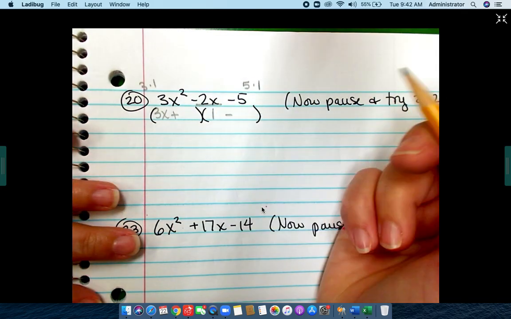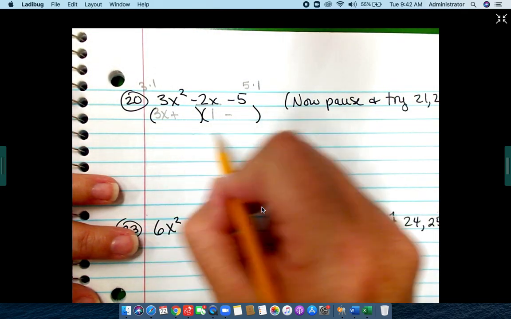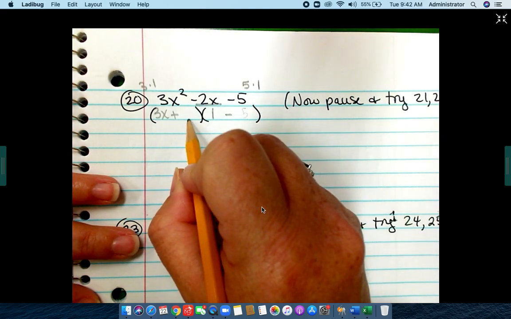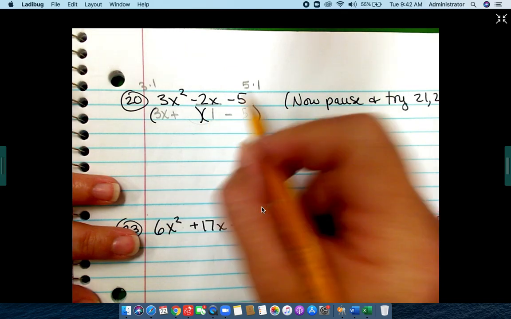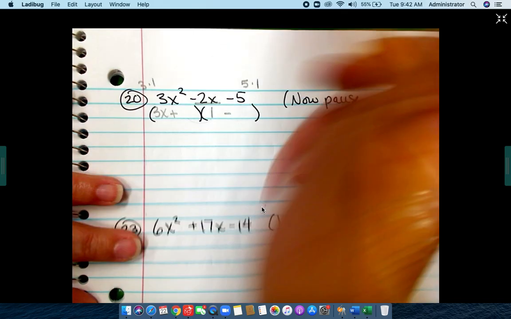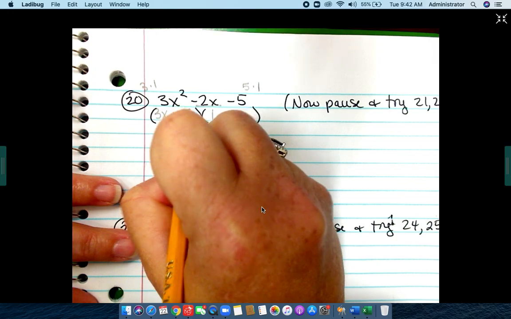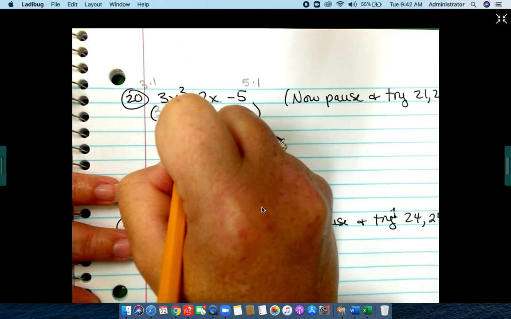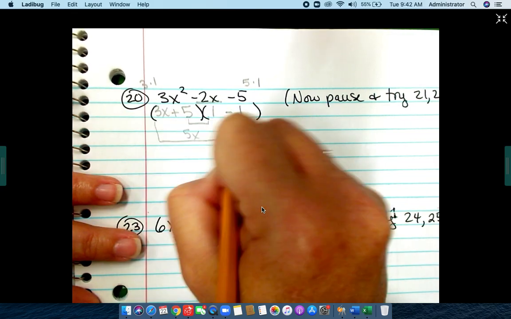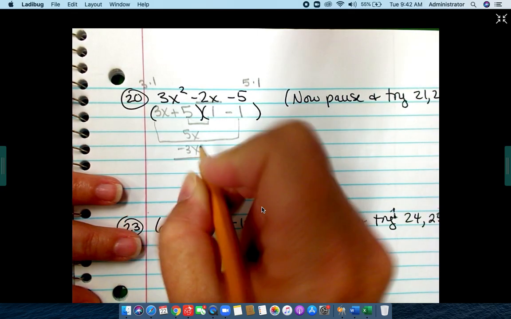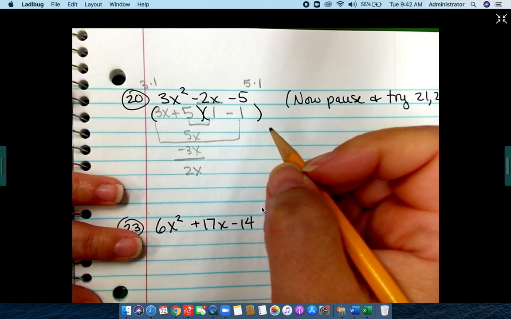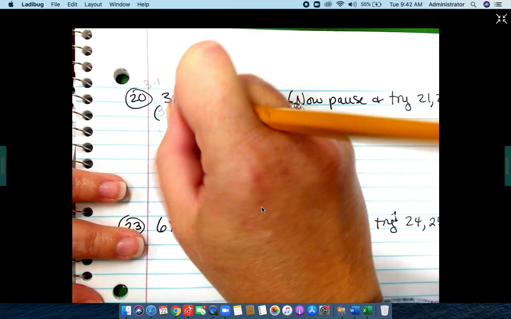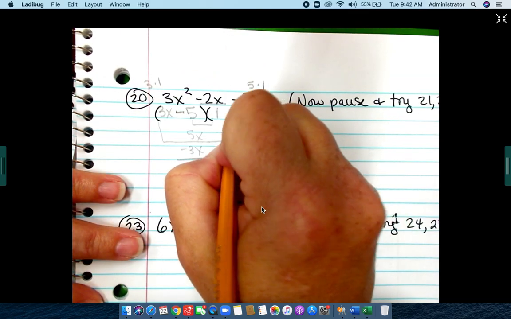I know I need to get negative 2. If I put a 5 here, then that's going to give me 15 and 1. And I don't like that option because I'm trying to get negative 2. So what if I put the 5 here and the 1 here? Well, now I have 5x minus 3x, which is 2x. Oh, but I wanted a negative 2x. So if I get the right number but the wrong sign, I'm just going to switch it around.